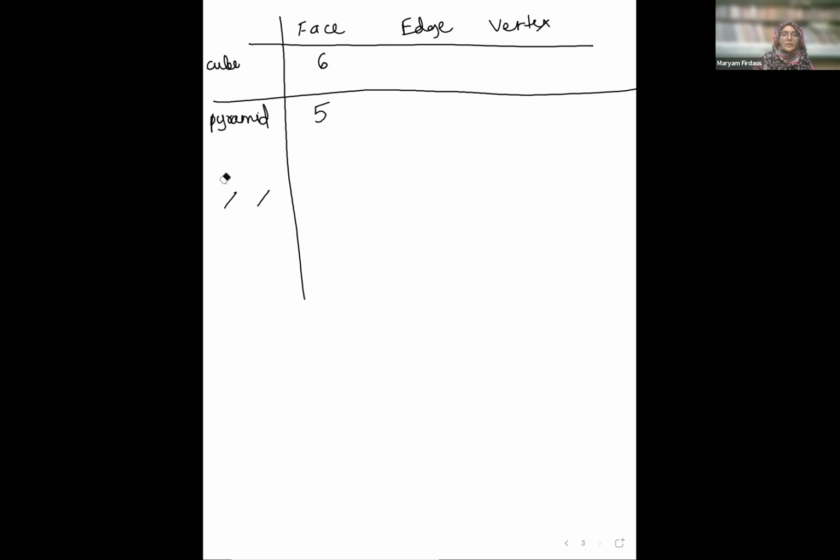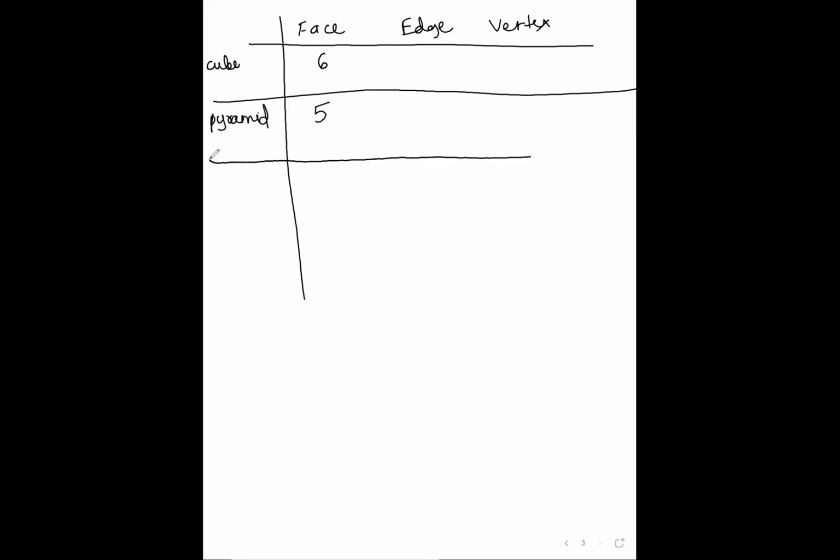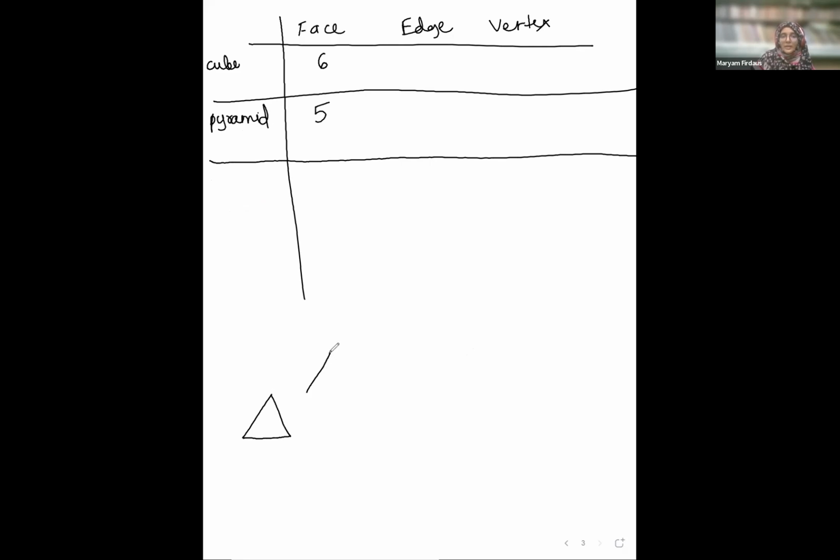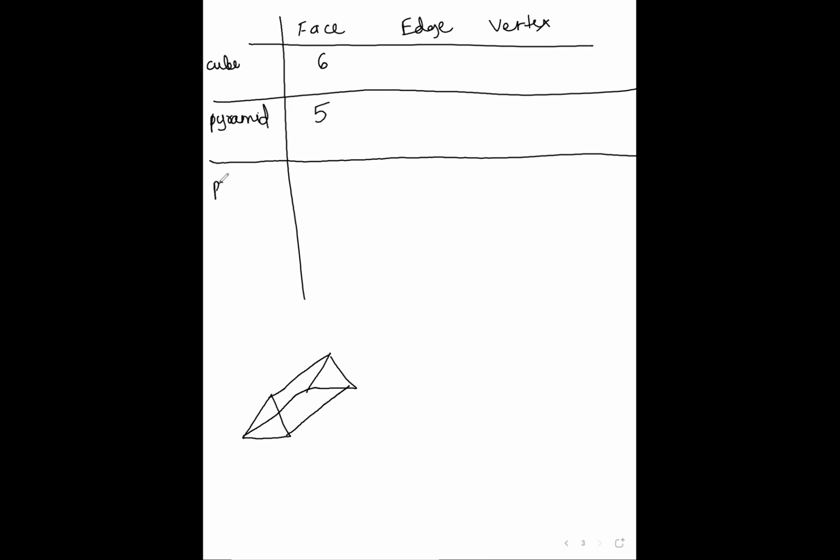What about a triangular prism? Four. No. Triangular prism. So there are 2 triangles, and those 2 triangles are connected by 3 rectangles. Five. Yes, 5. So I'm just gonna draw this pyramid over here.